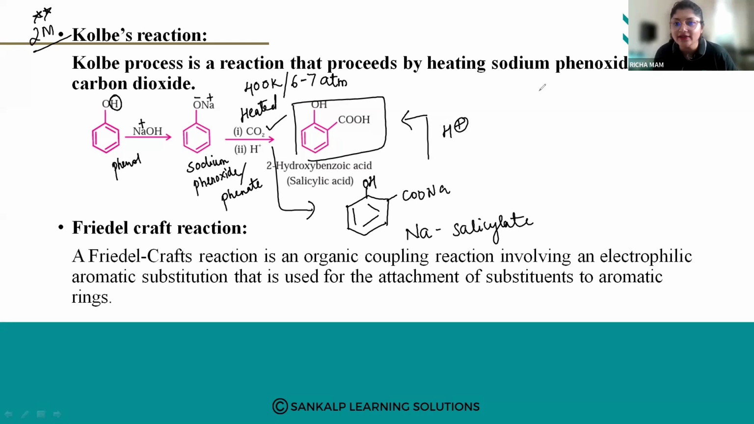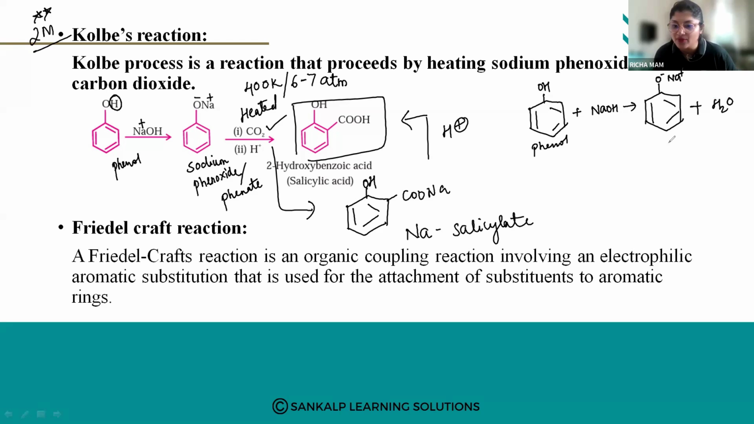Let me write it here if you are getting confused. What have we done? We have taken phenol. The first step is to react it with NaOH. After reacting with NaOH, we get sodium phenoxide, that is O minus Na plus, along with water on heating.